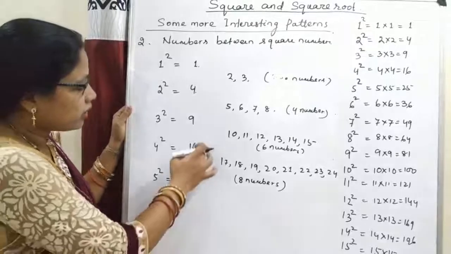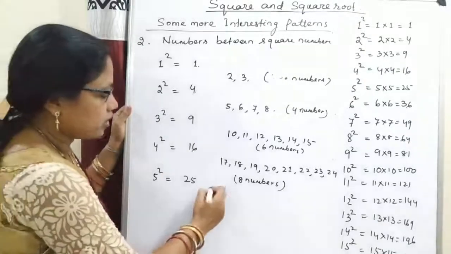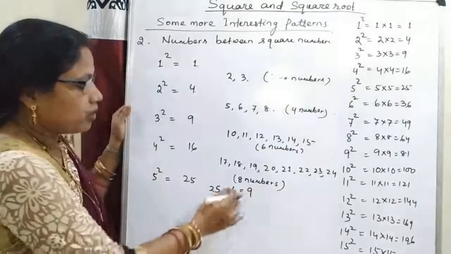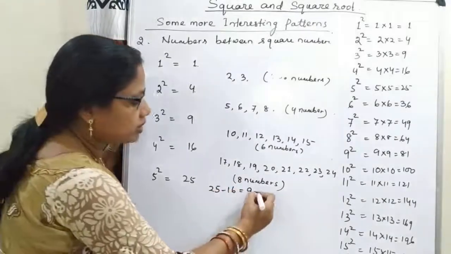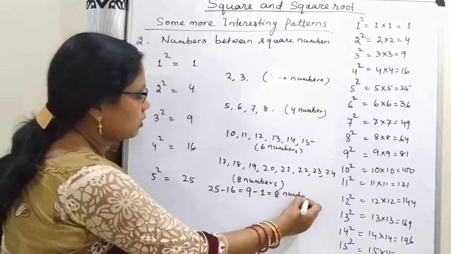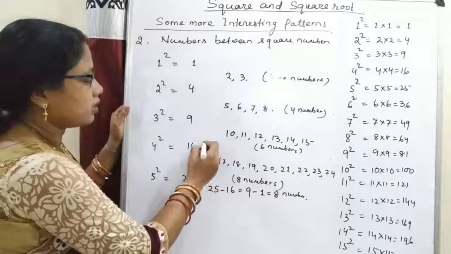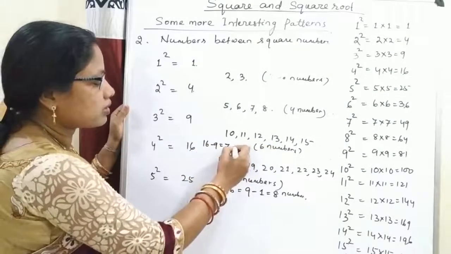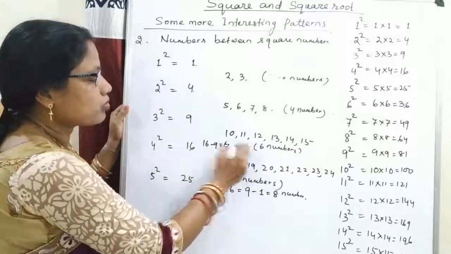Here the difference between 25 and 16. So 25 minus 16 is equal to 9. But there are 8 numbers. That means 9 minus 1, that is 8 numbers. So here 16 minus 9 is equal to 7. But there are 6 numbers. That means 7 minus 1 numbers.